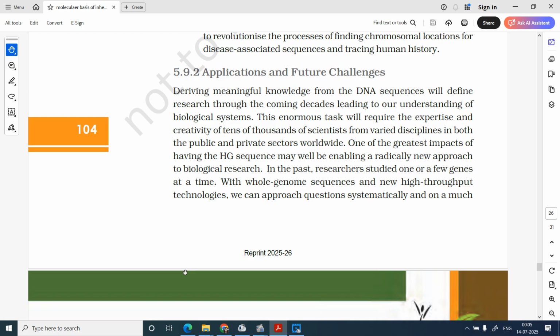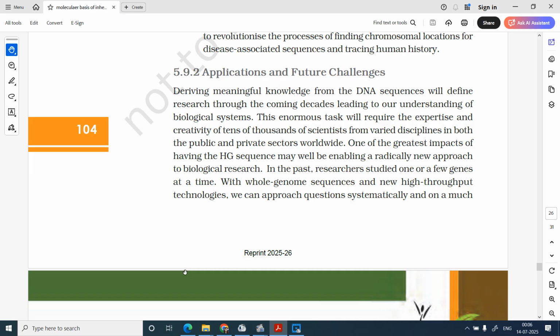5.9.2 Applications and future challenges. Deriving meaningful knowledge from the DNA sequences will define research through the coming decades, leading to our understanding of biological systems. The enormous task will require the expertise and creativity of scientists from varied disciplines in both the public and private sector worldwide. One of the greatest impacts of having the HG sequence may well be enabling a radically new approach to biological research.